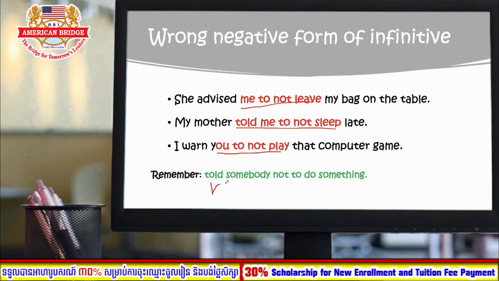Verb plus somebody plus not plus to infinitive here. So as you can see, we have the verb advise somebody not to do something. So you need to invert these positions, and this sentence will automatically be correct. So be careful with the position of a negative form in to infinitive.